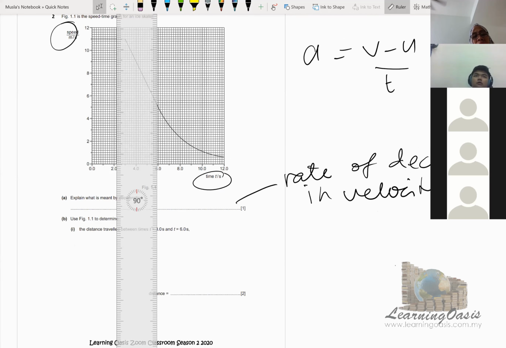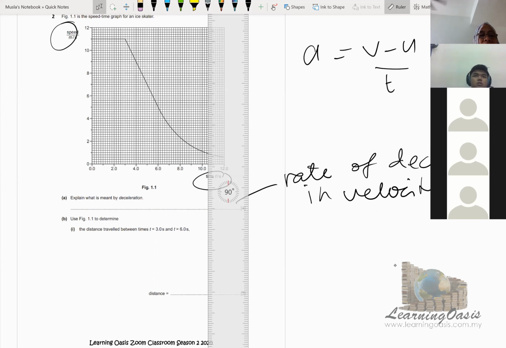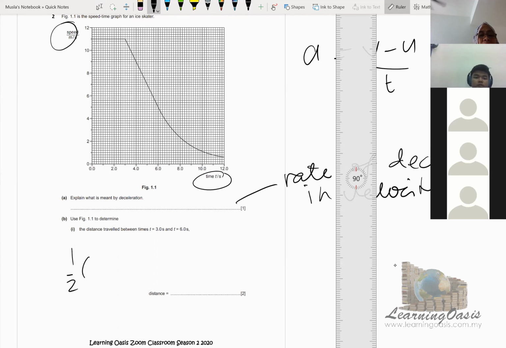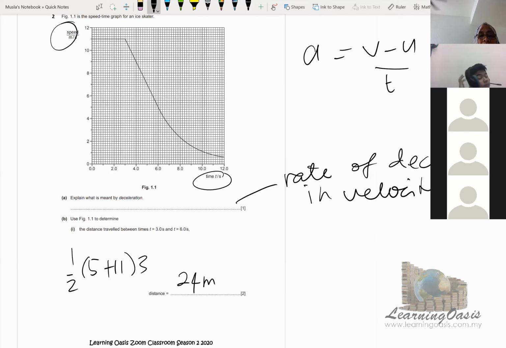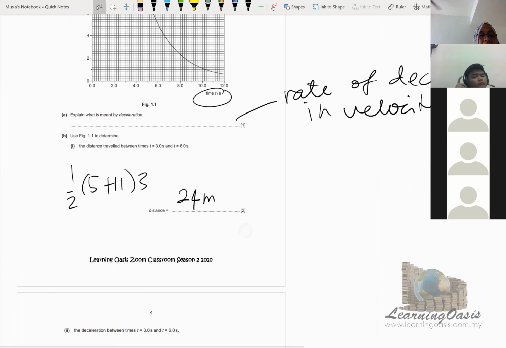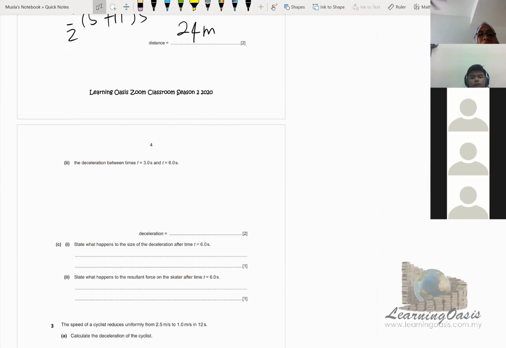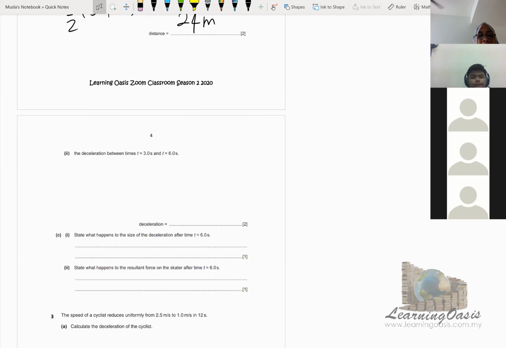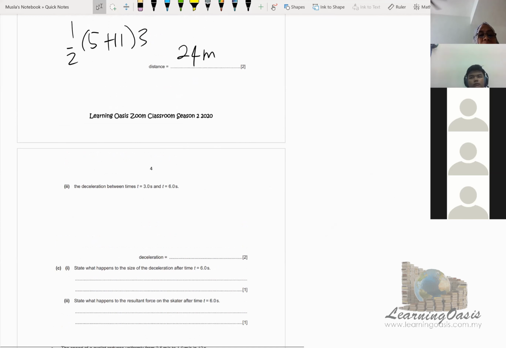So therefore half times 5 plus 11 times 3. So 11 plus 5 is 16. 16 divided by 2 is 8. 8 times 3 is 24. Right. Okay. Now everyone got it? Yes. The deceleration between t equals 3 and t equals 6. Okay. Great.